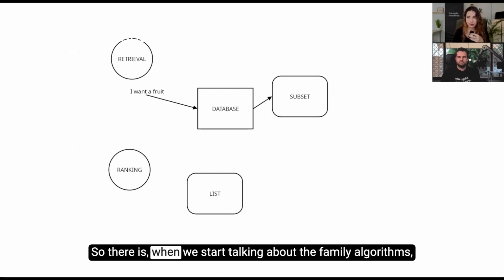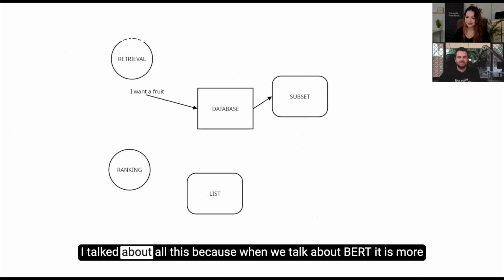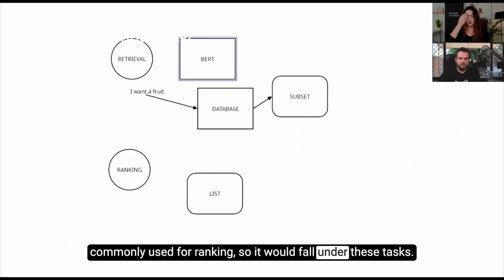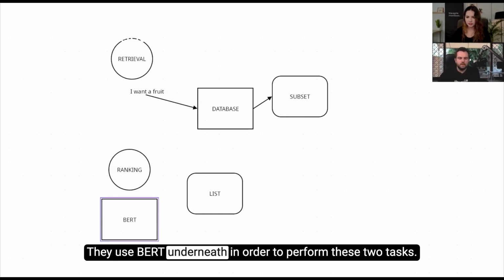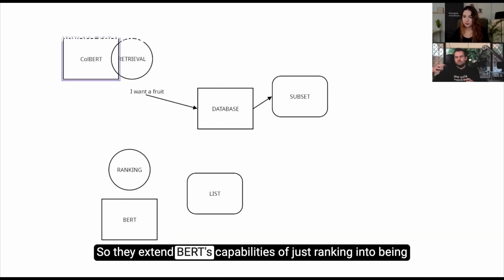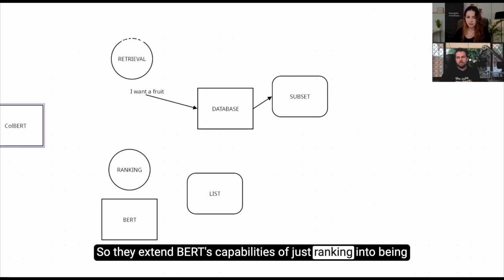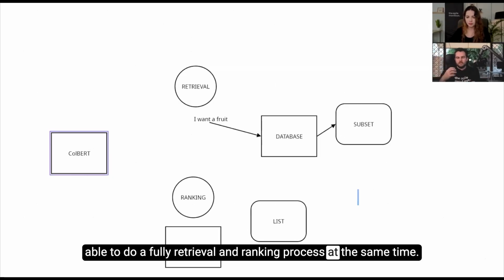So when we start talking about the family of algorithms, there is BERT and then specifically ColBERT, right? Yeah, I talked about all this because when we talk about BERT, it is more commonly used for ranking, so it will fall under this task. And then ColBERT is an extension of BERT. They use BERT underneath in order to perform these two tasks. So they extend BERT's capabilities of just ranking into being able to do a full retrieval and ranking process at the same time.